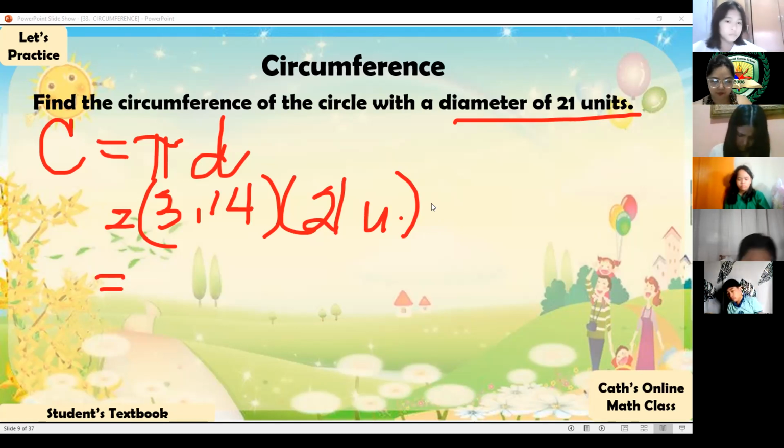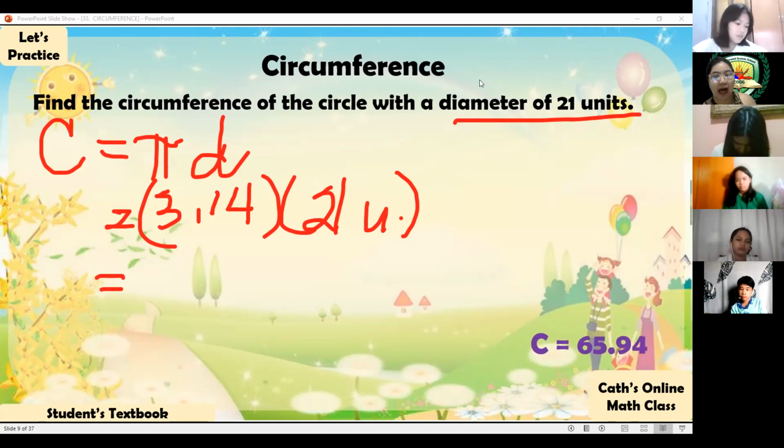Ma'am, paano mo nagawa yung pi? Paano nagawa? Eh, syempre, yung mga mathematicians natin, na-discover nila na ang diameter pala 3 beses lagi nung around doon at hindi nagbabago. 65.94. Okay, very good. So you just multiply the pi times the diameter. Okay? Do you understand? Yes. So that's our formula kapag diameter ang given.